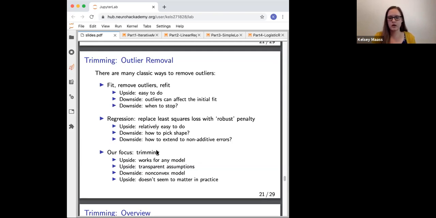Our focus will be on trimming, and this is really easy to incorporate for lots of different model types. It has really interpretable results and assumptions. The only downside is it's non-convex. Fortunately, this doesn't really seem to affect things in practice. It generally works pretty well.